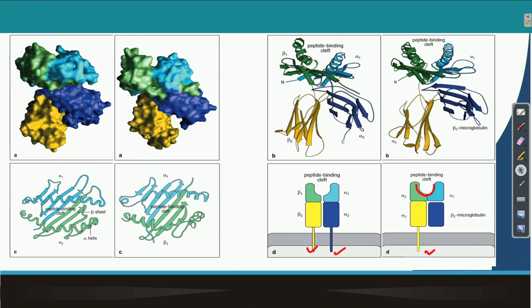Even though they are very similar looking, this one and this one, here in MHC1, alpha 1 and alpha 2 are contributing the peptide binding cleft. In the case of MHC2, the peptide binding cleft is contributed one by alpha 1, another by beta 1. So how is it different? They look exactly the same, same space? No, there is a difference. How? Because even if you have a very big hand, there is a limit in one hand.